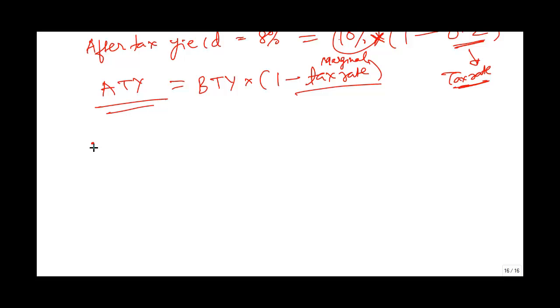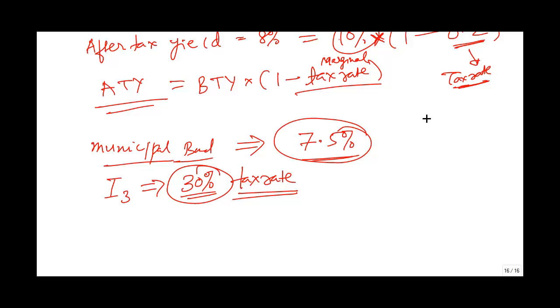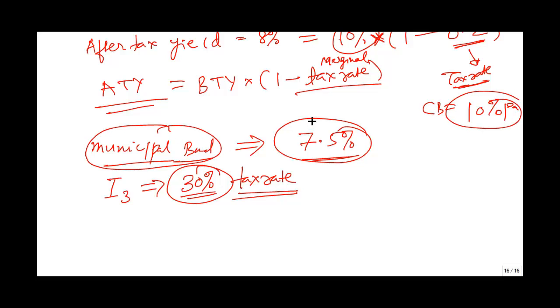Now suppose there is a municipal bond given to you, and it gives you a yield of 7.5%. We are evaluating this for an investor in the 30% tax bracket, so his tax rate is 30%. We are evaluating whether he should invest in the 10% yield corporate bond, or in the municipal bond which has a 7.5% tax free rate.